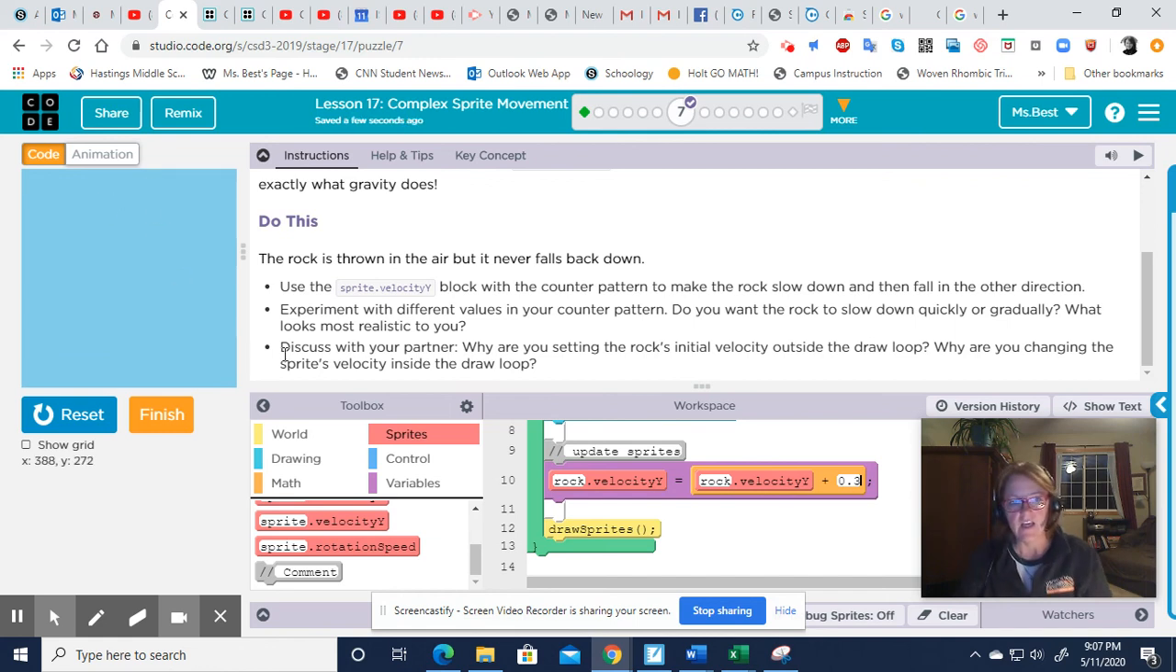Okay, and then just experiment. And when you get done, that's it for this one. Alrighty, fun now learning how we can speed up and slow down and make it look a lot more realistic than before. Good luck, happy coding, and may the force be with you.